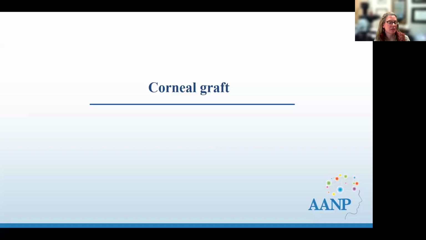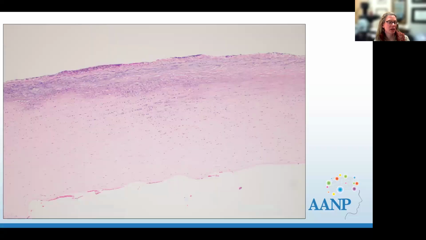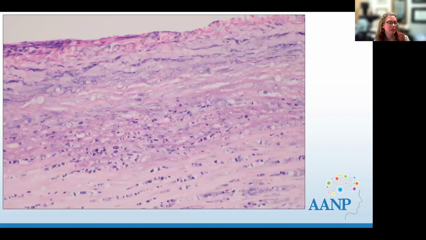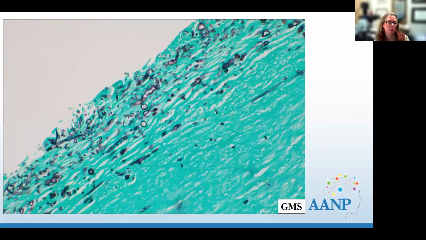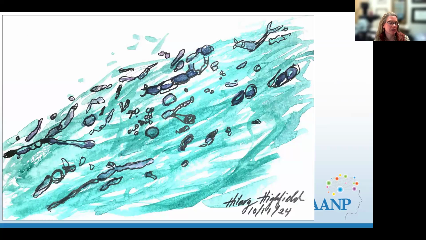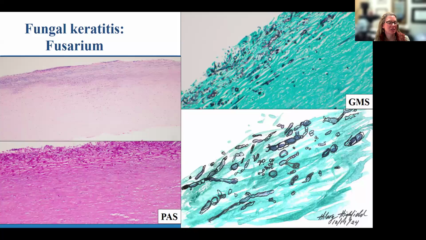Okay. So here's another one. So here's a graft where you've lost all the epithelium again. Very similar picture. You see all the inflammation within the stroma. And you see neutrophils within there. And then here's a PAS, and again, you see fungal forms. And there they are. So you see both yeast and hyphal forms, and they're septated. And so there's one of the pieces of art that I've done. A lot of these are posted on our Instagram social media site for anyone who's interested. I'm the person that posts a lot of these. So, okay. And so this is fusarium as well.